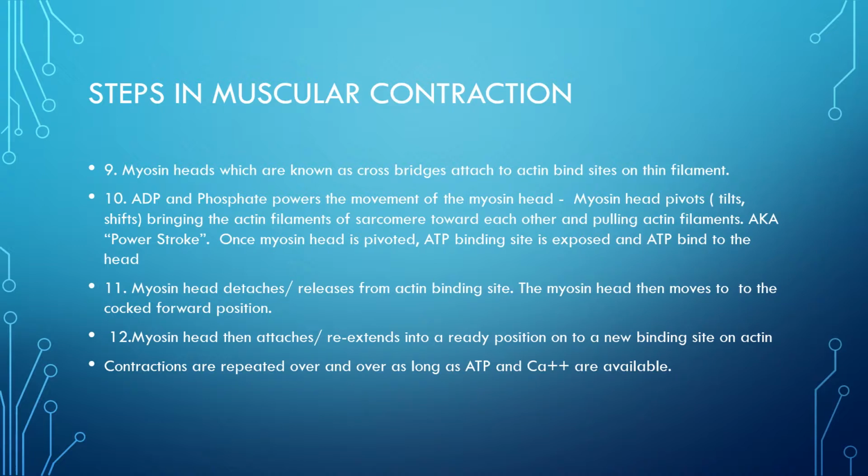Once the myosin head is pivoted, the ATP binding site is exposed and ATP binds to the head. The myosin head detaches, releasing from the actin binding site. The myosin head then moves to the cocked forward position. The myosin head then re-extends into a ready position and attaches onto a new binding site on actin. Contractions are repeated over and over as long as ATP and calcium are available.